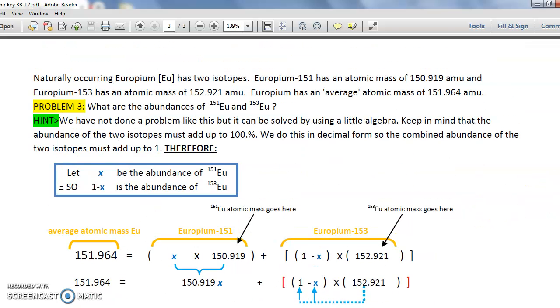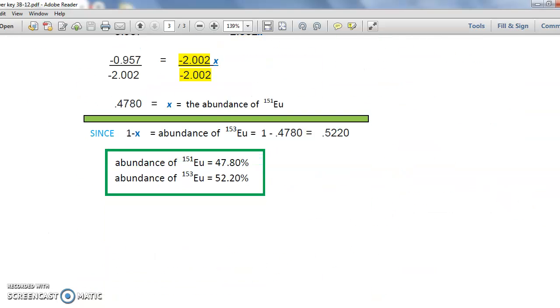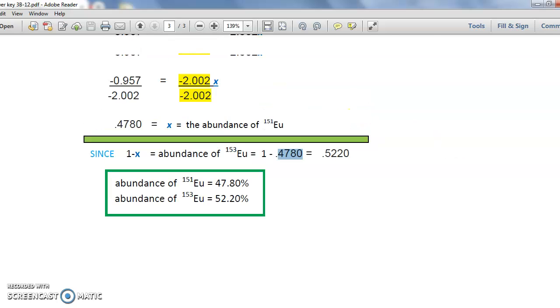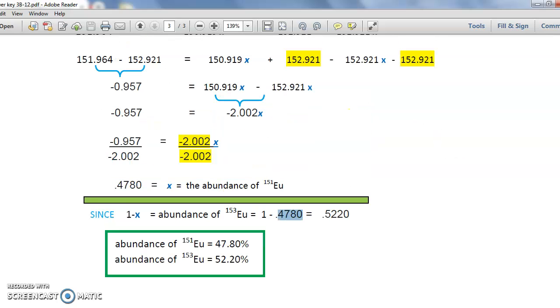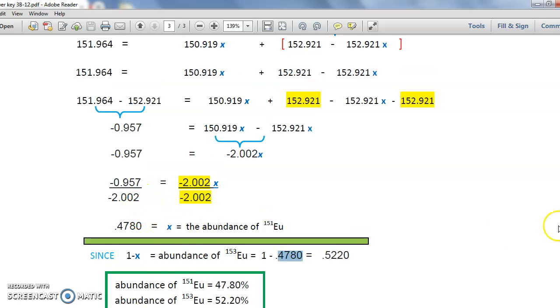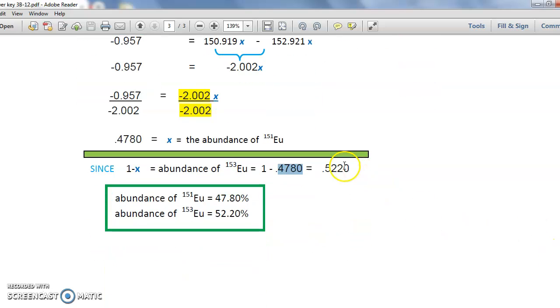Remember, we stated up here that 1 minus X is going to be the abundance of 153. So I can take 1 minus X, which is 1 minus 0.4780, and that gives me 0.5220. 0.5220 and 0.4780 is 1. I can put those back in percent form by multiplying each by 100. 0.4780 times 100 is 47.8%. 0.522 times 100 is 52.20%.